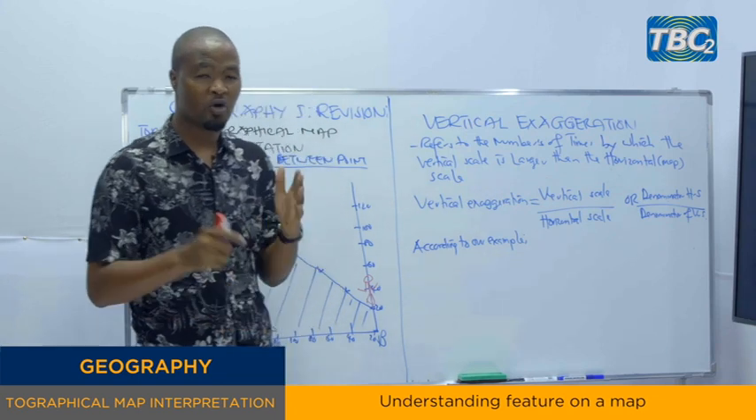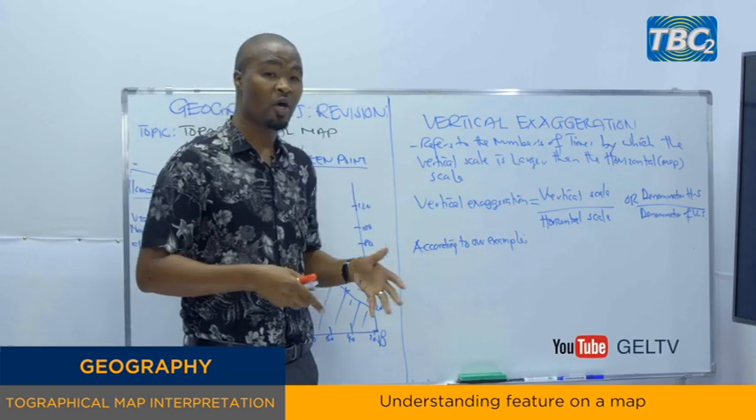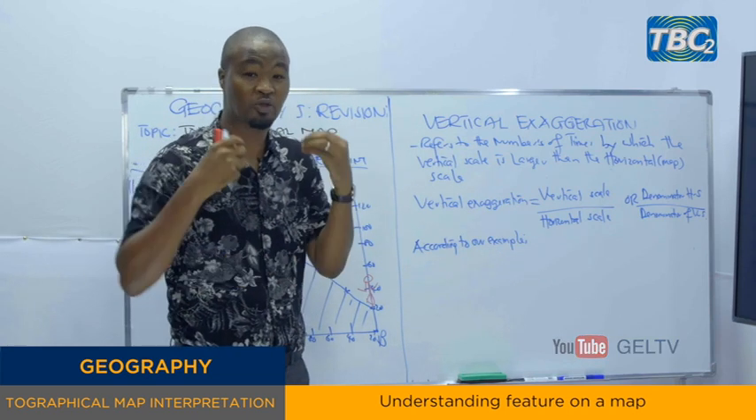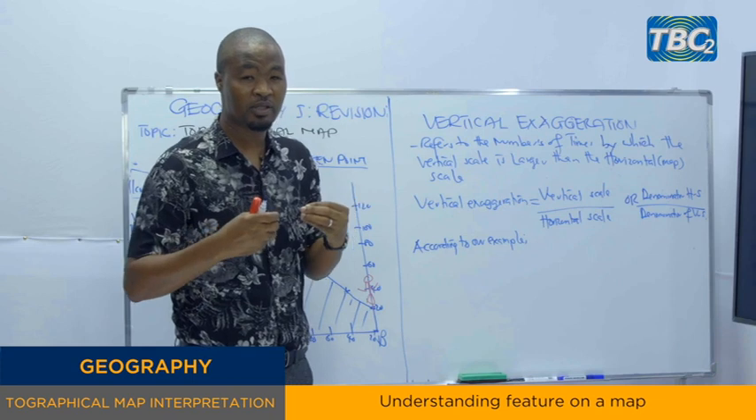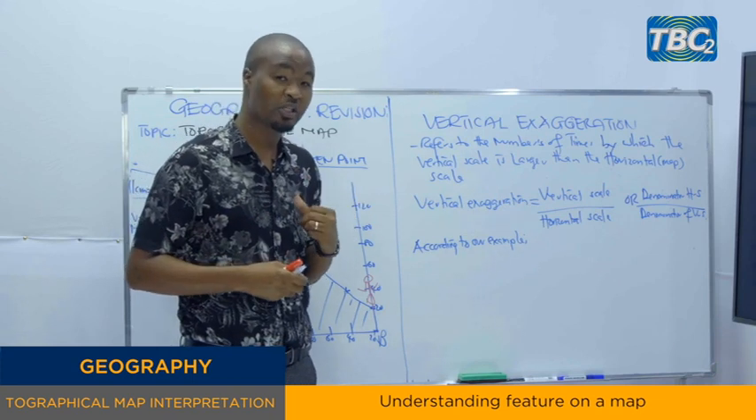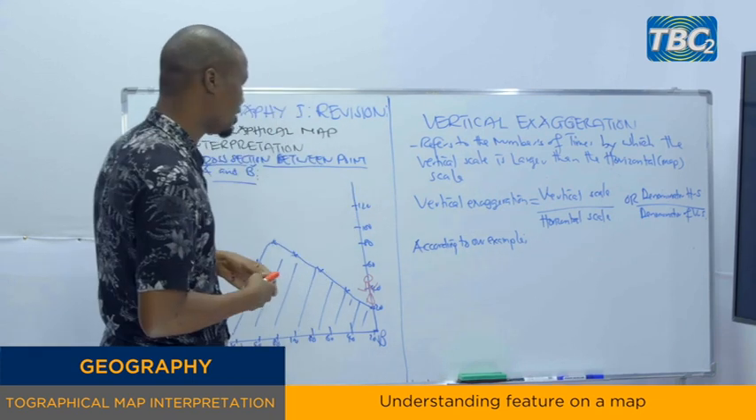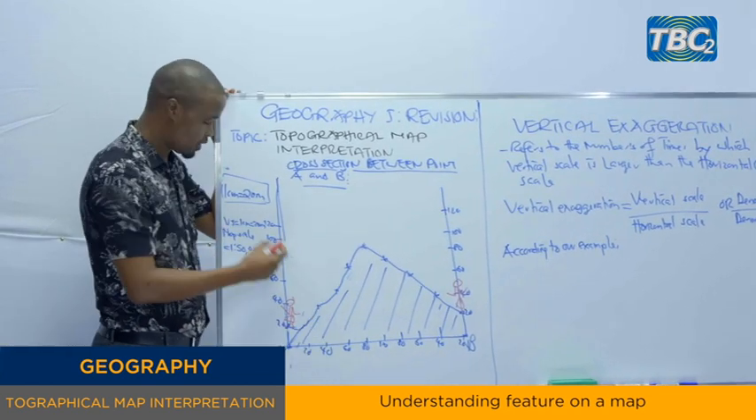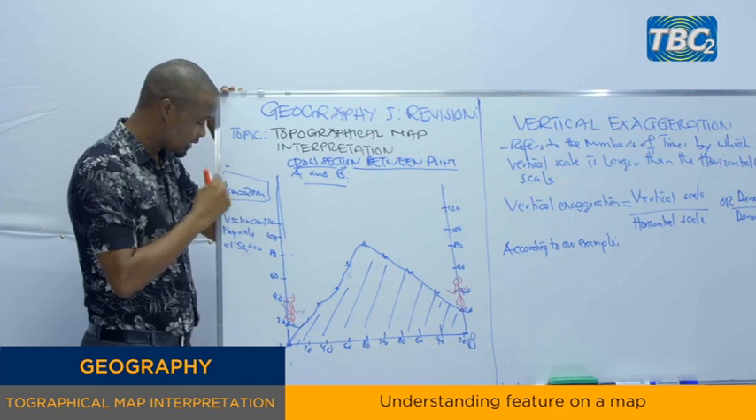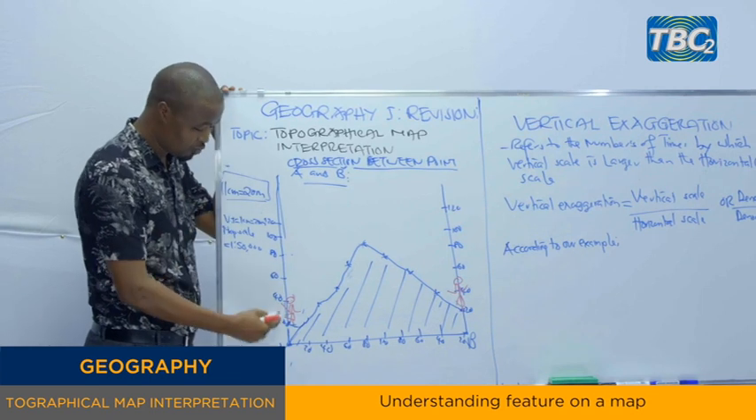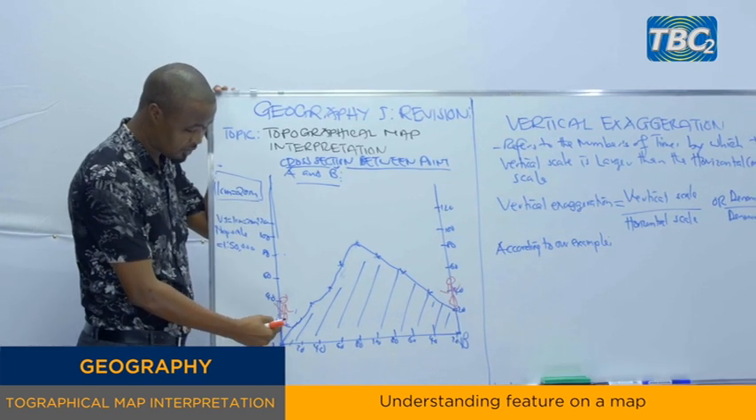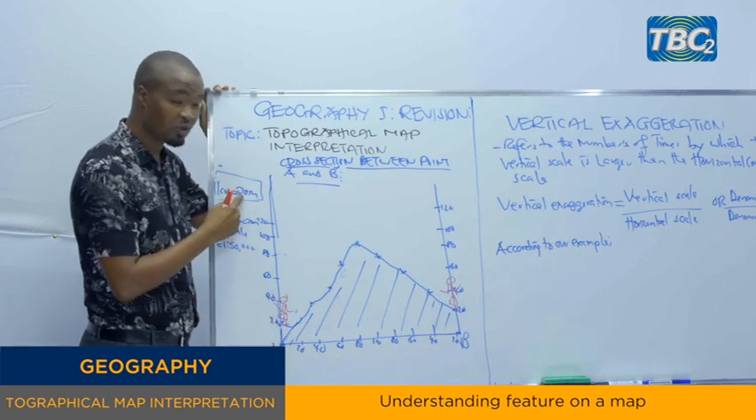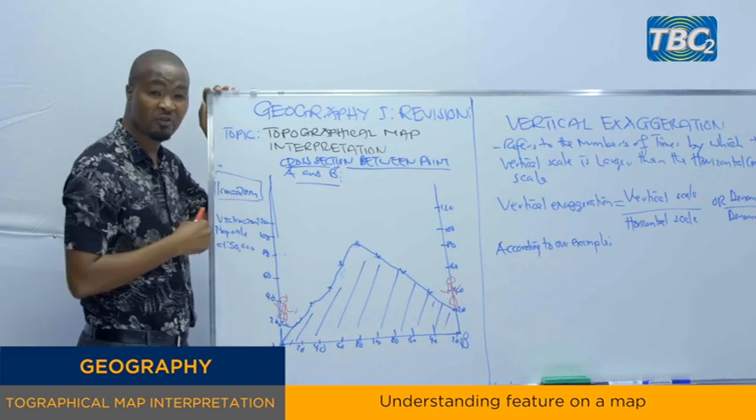So remember, by horizontal scale we refer to the map scale, while the vertical scale is a scale that you have obtained after assuming the contour interval according to the scale you wanted. So for instance, according to our diagram right here, we have assumed that this point from this point is 1 centimeter. So my 1 centimeter will represent 20 meters. It means this is my vertical scale.